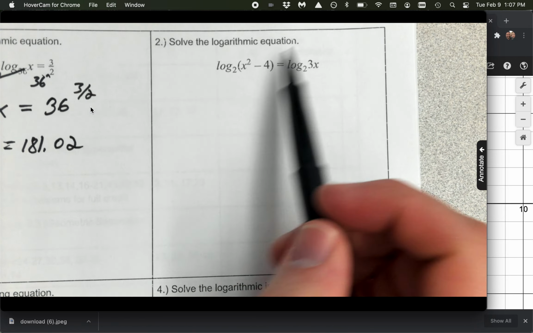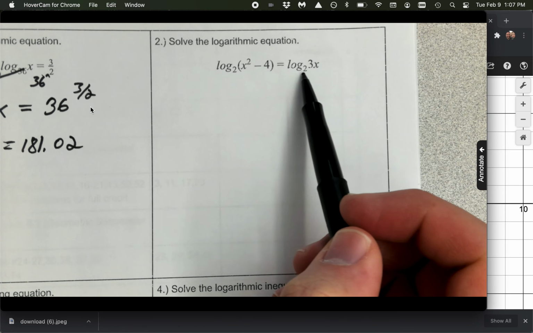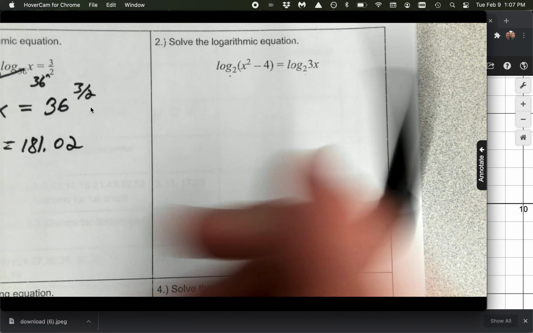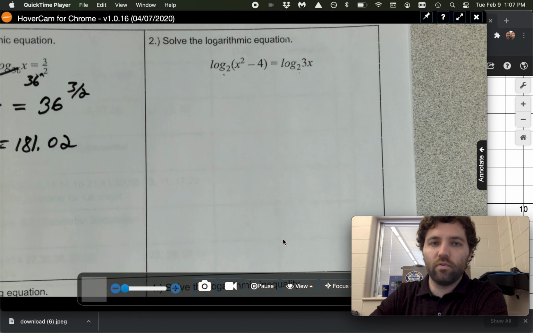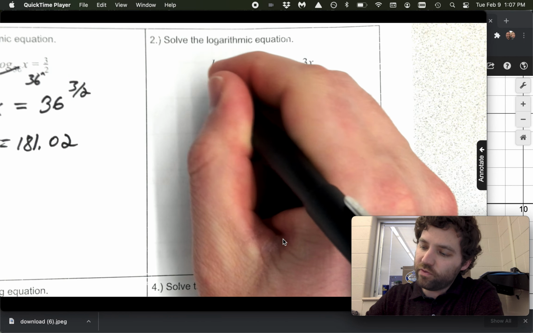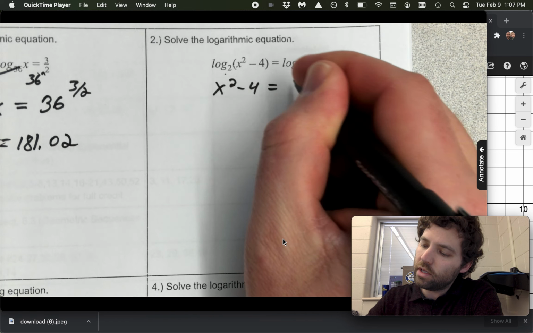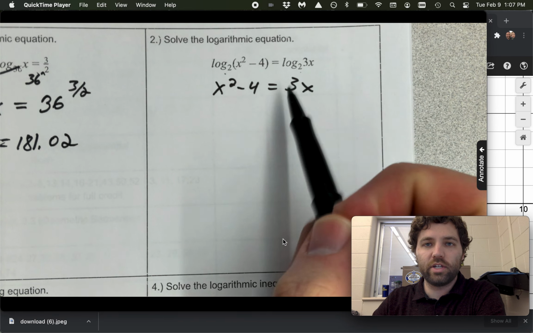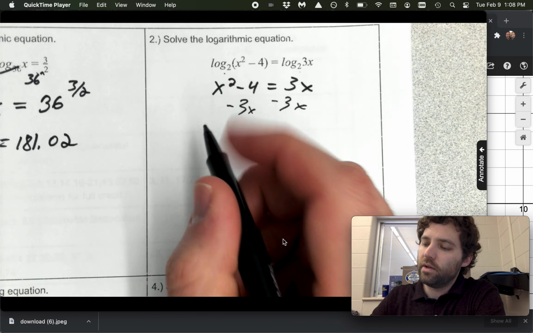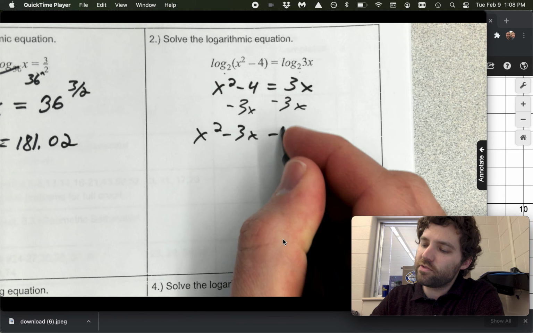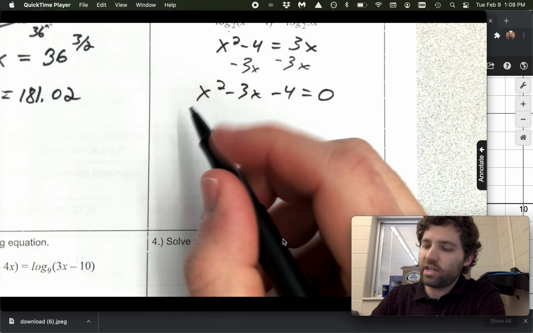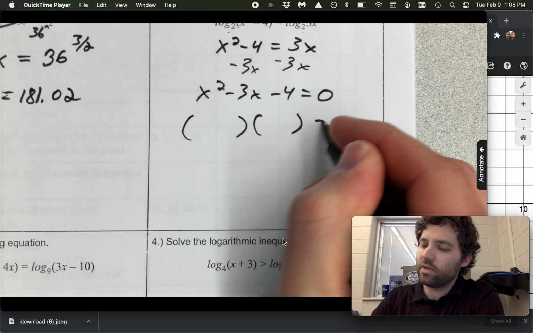Here we have log base 2 of x squared minus 4 equals log base 2 of 3x. There's already one logarithm on each side with the same base. So what we can do is go straight to x squared minus 4 equals 3x. And now I have a quadratic equation. I have to solve this using the methods that I've used to solve quadratic equations all year. It's going to be x squared minus 3x minus 4 equals 0. And then I can either factor this using guess and check or the magic x method. It's up to you. This one isn't too bad, I don't think.